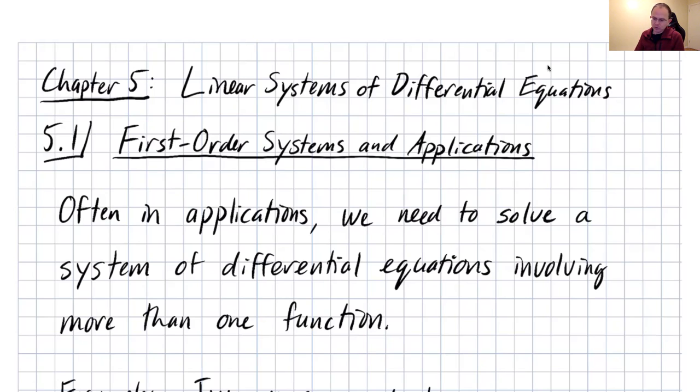Typically, they don't show up as just a single differential equation in terms of one function, but they'll show up as a number of differential equations involving a number of different functions. And we'll see that this is actually also important to know about for solving higher order differential equations numerically on the computer. So this first section, we're going to look at first order systems, and we'll look at an application.